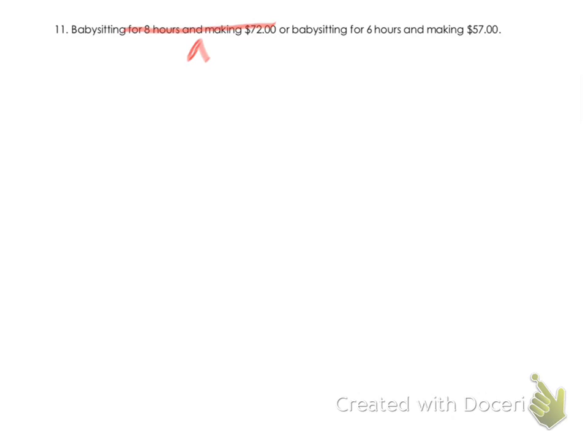A and the second option B. So what we're going to be writing is price, so the money that you're making. I don't really like the wording of price there. Let's do money earned over hours worked.